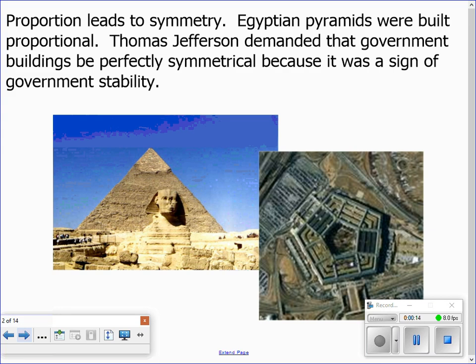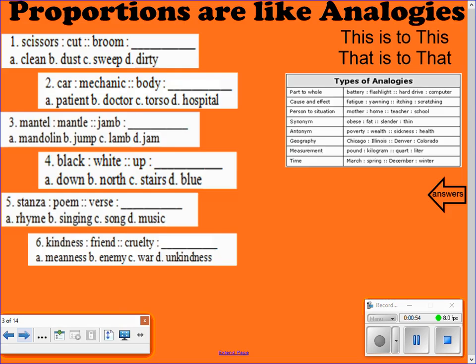Proportional relationships are relationships that lead to symmetry. A couple of real-world examples of this would be the Egyptian pyramids. The Egyptian pyramids were built proportional. They used proportional relationships, mathematical relationships, to help keep these pyramids symmetrical. When we talk about the District of Columbia, Washington, D.C., Thomas Jefferson demanded that government buildings be perfectly symmetrical because it was a sign of government stability. So they used mathematical relationships to develop symmetry through proportions in these real-world contexts.